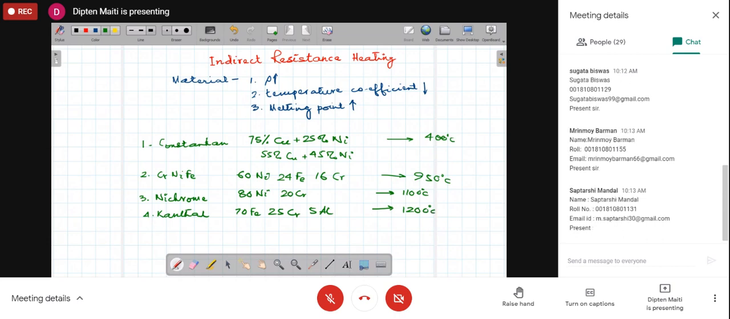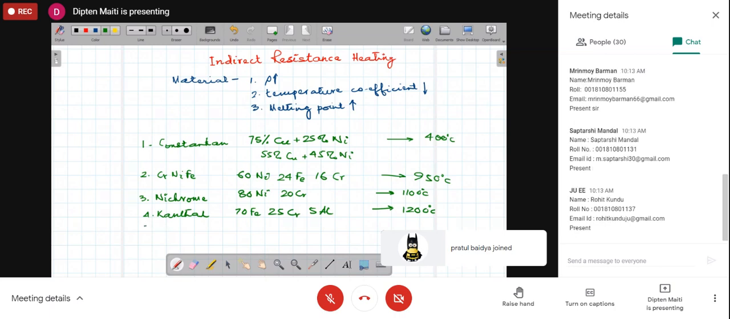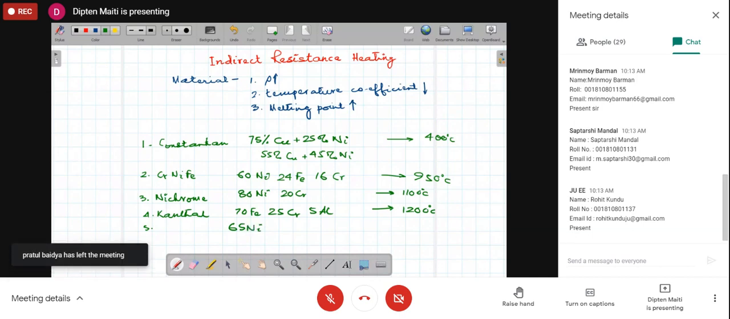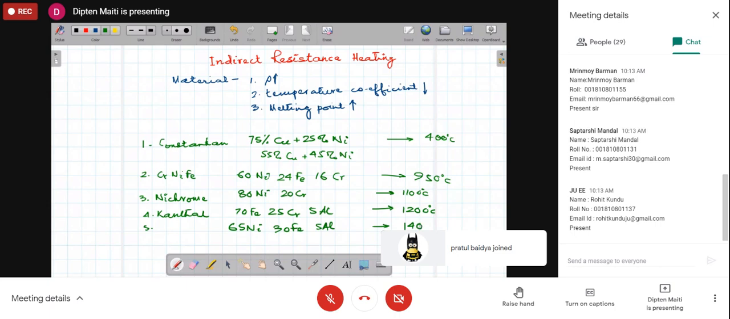And with respect to that, we can have nickel iron alloy. This has no trade name as such. So we can have 65% nickel, 30% iron, and 5% aluminum. This can be used up to 1400 degrees centigrade or so.